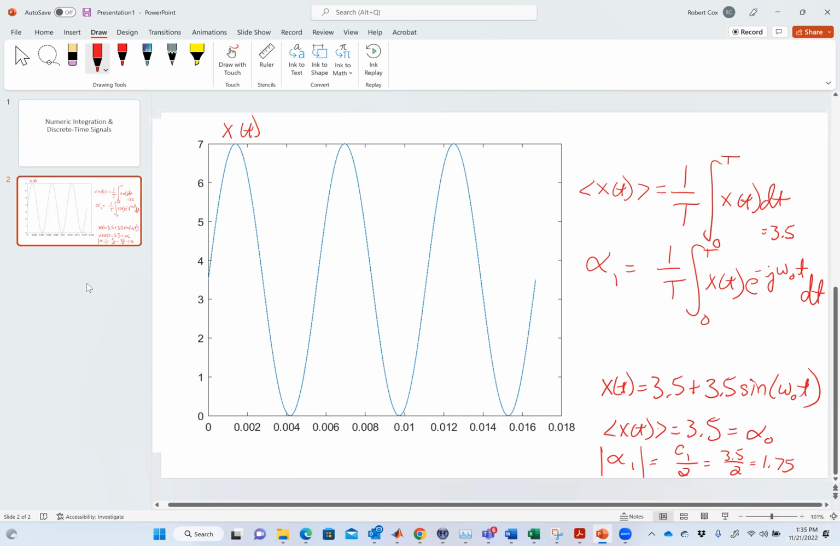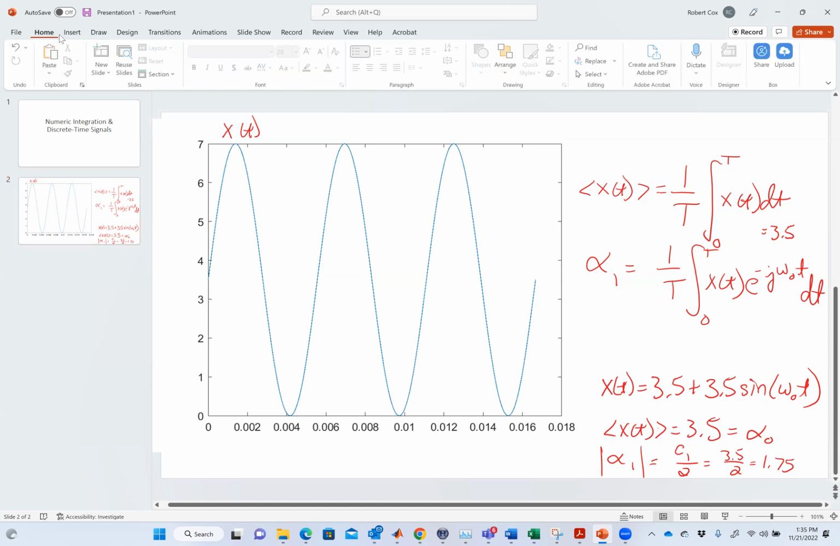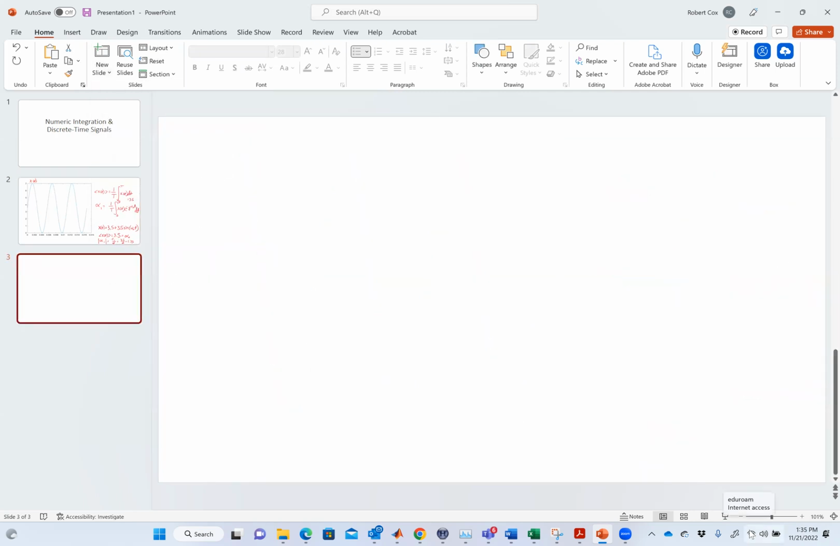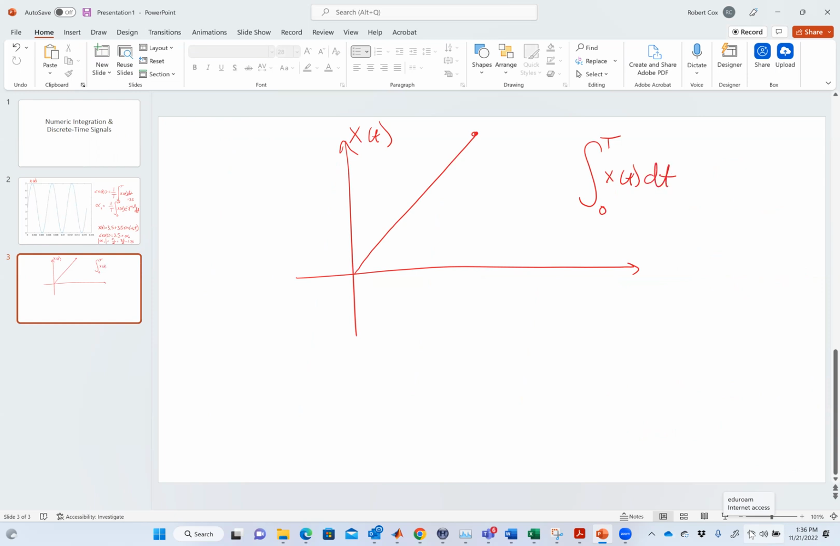Now the question would be, what happens if I were to go back to the definition of an integral? Let's say I have just a very simple function, x of t, and I was trying to compute the integral from 0 to T of x of t dt. Now what is the definition of an integral? Area under the curve, right? So what was the way that they introduced that?